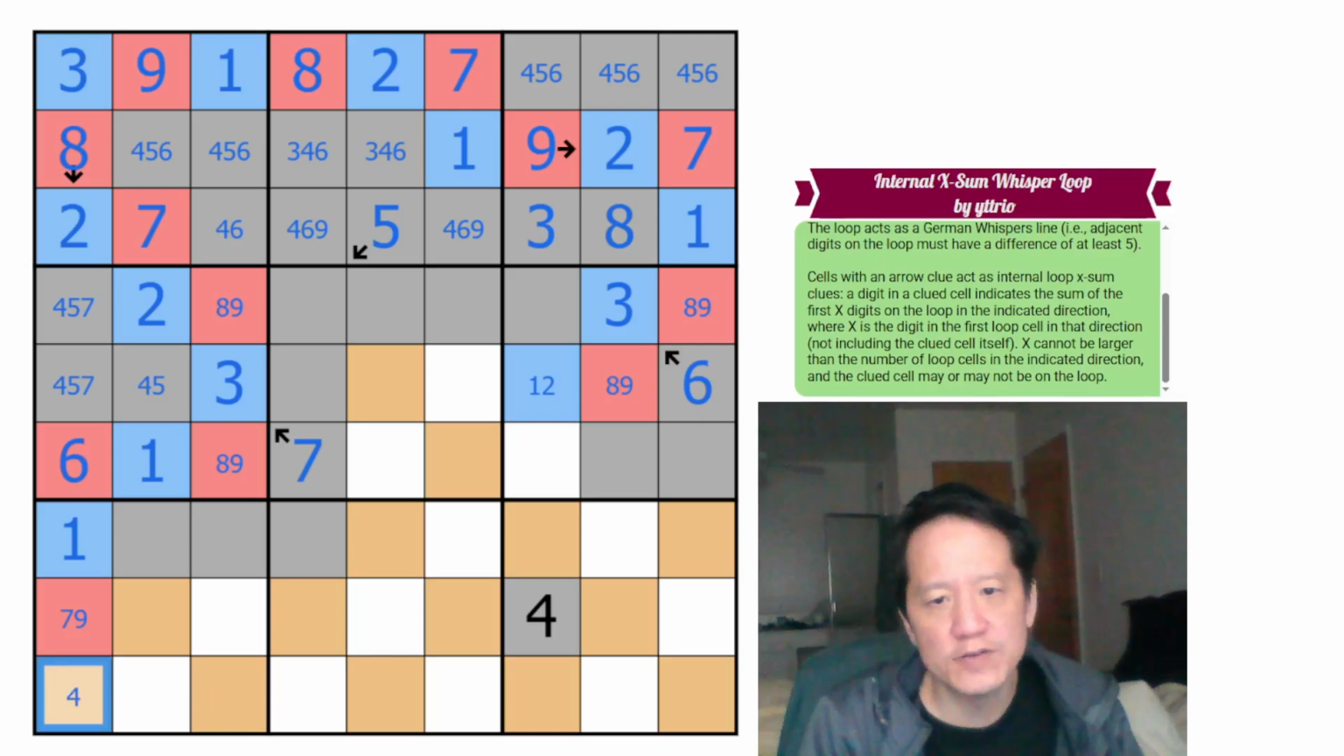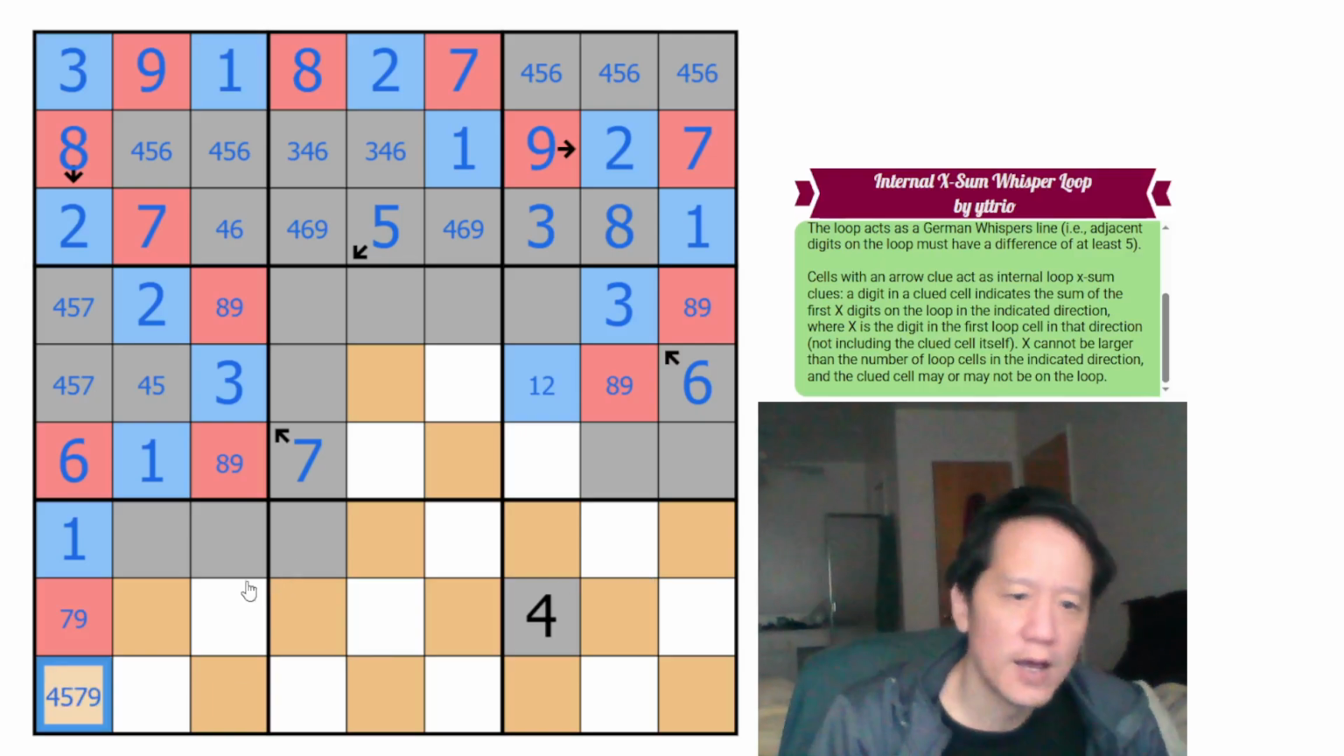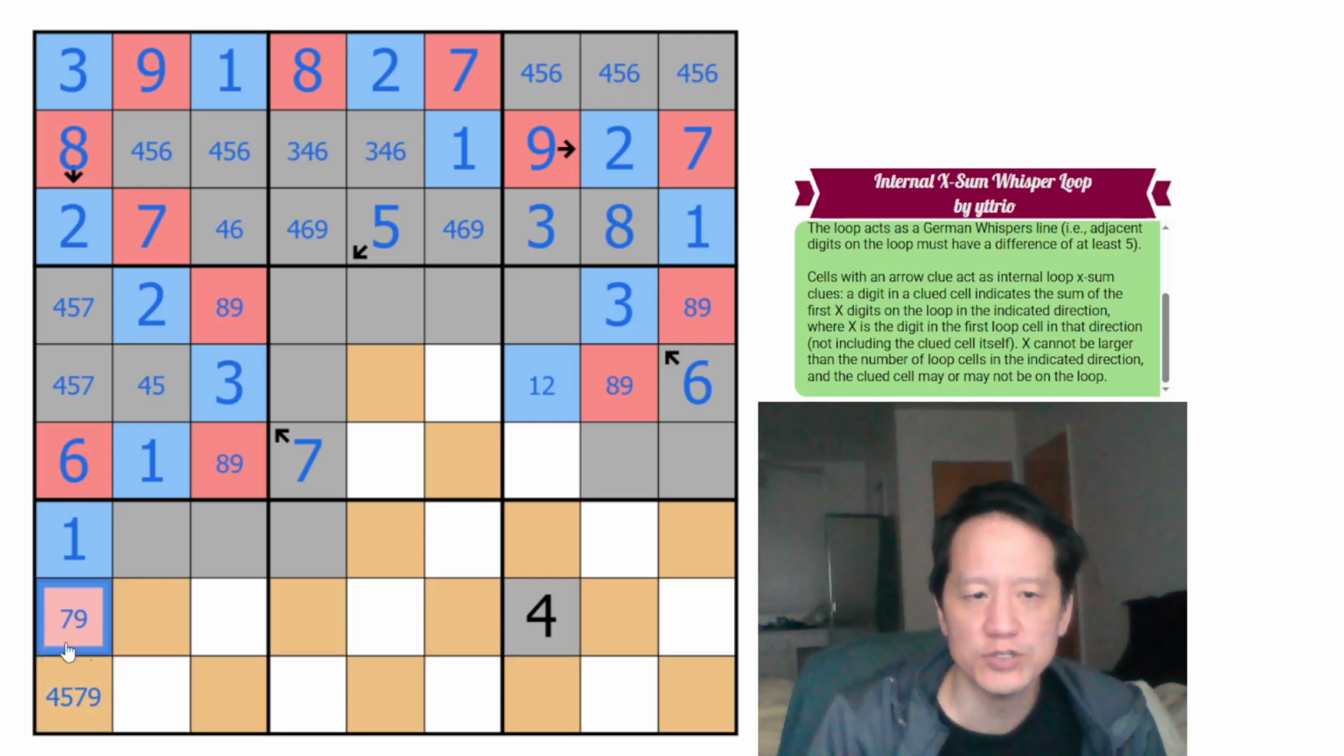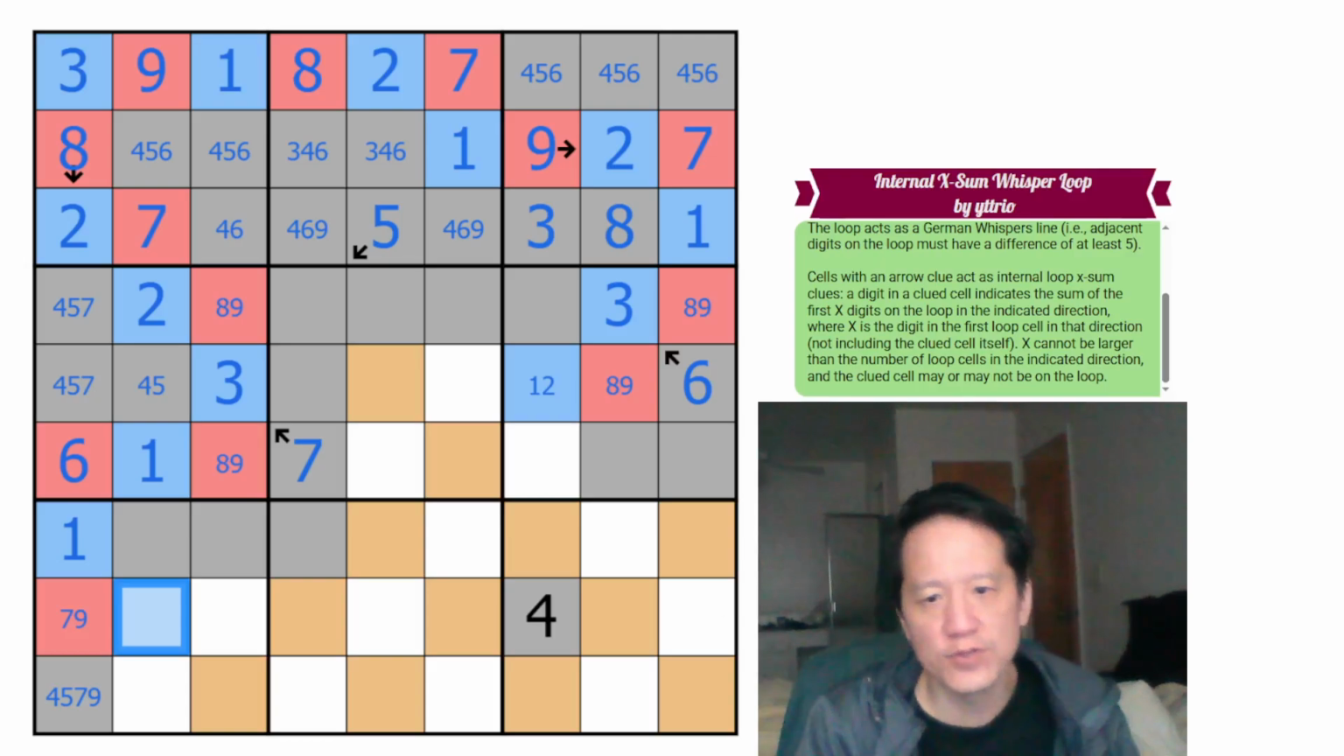This is 4, 5, 7, 9. So if it goes down here, this would have to be a 4 then. But then this digit would have to be not 9, because this would be already 9. So the 4 would be between two unique digits on a German whisper loop, which is not allowed. So this cannot be on the loop, which means this does have to be on the loop. It's a 3 or 4, but it can't be 4, so this is 3.